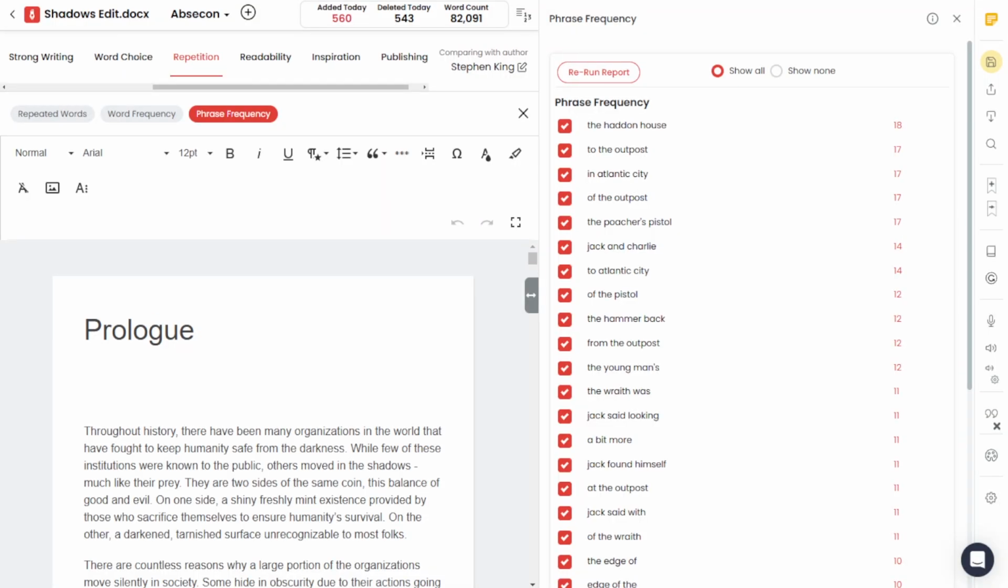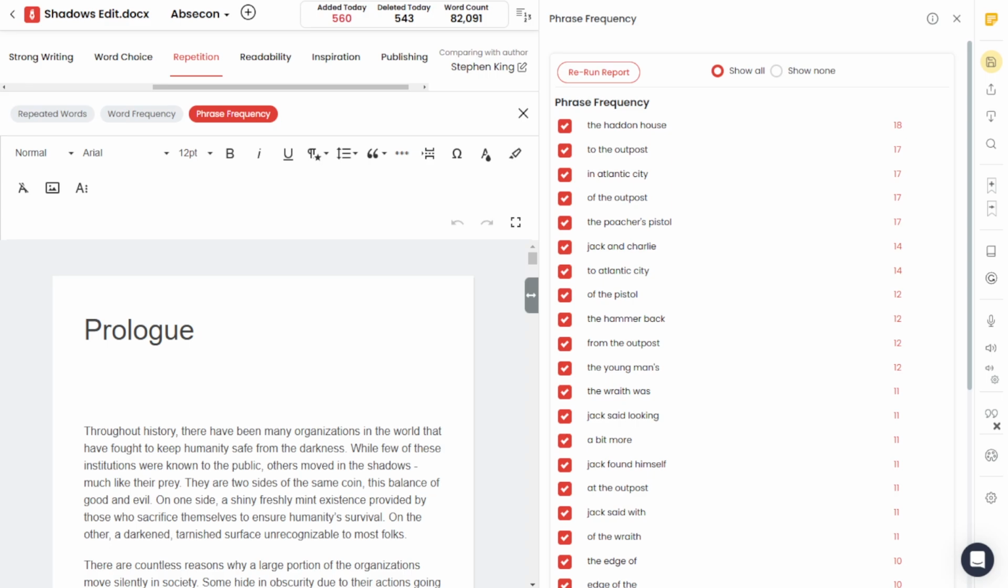It probably has some use, but I haven't been able to figure one out, so I don't know. If somebody out there knows what the word frequency is for and why it keeps flagging my characters' names, leave it in the comments. I'd love to learn. And lastly, we have phrase frequency, which is what I've been working on lately.